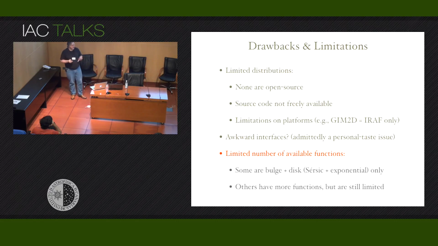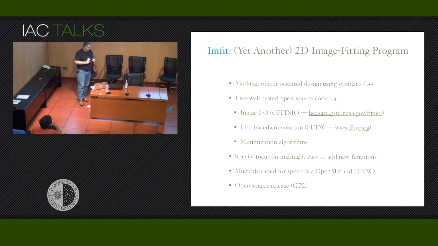It's a personal taste issue. I think the interfaces are a little bit awkward. Maybe more significant from my point of view is that they have a limited number of available functions. So, for instance, in the simplest case, it's just an exponential and a disk, and those are your only choices. The others have more functions, but you're still sort of limited to what's baked into the program. You may have some idea that, okay, in this particular galaxy or this set of galaxies, we think the function of this structure should be X, and you don't really have the freedom to explore that.